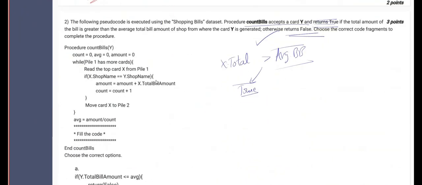Now coming to the second question. The following pseudocode is executed using the shopping bills dataset. What are they asking us? Count bills accepts a card Y and returns true if the total amount is greater than the average total bill of the shop from where card Y is generated. Okay. We'll have to use the correct code fragment.